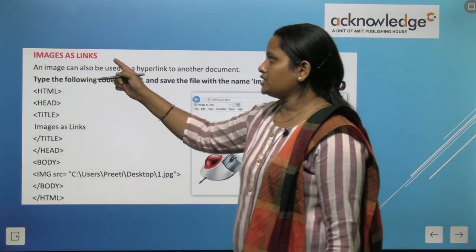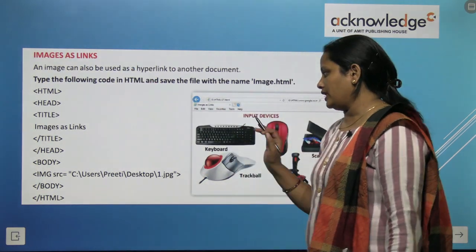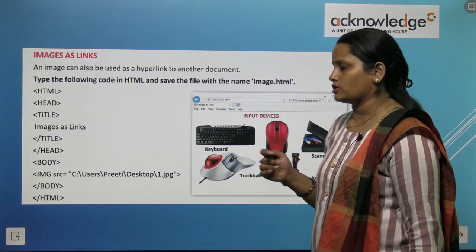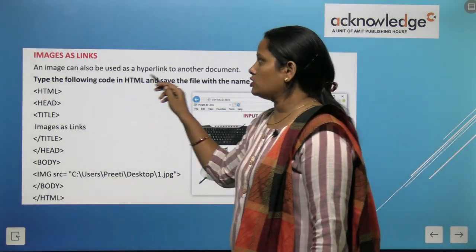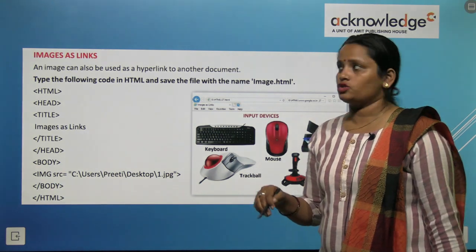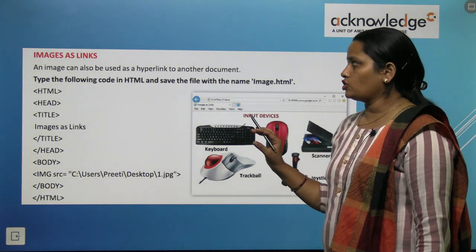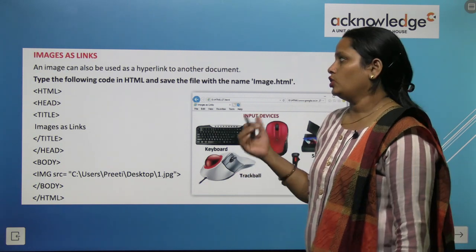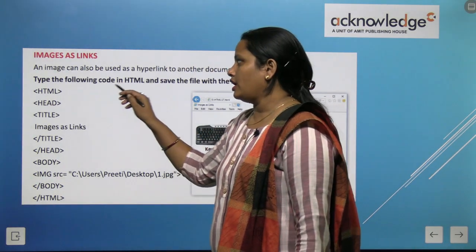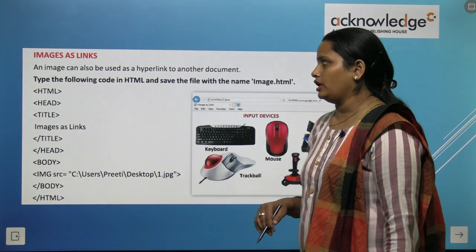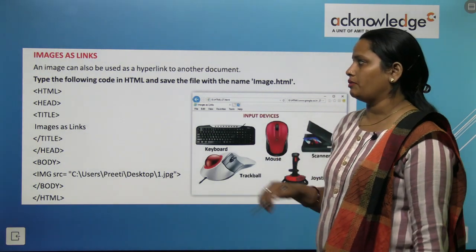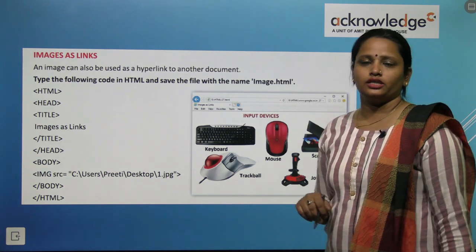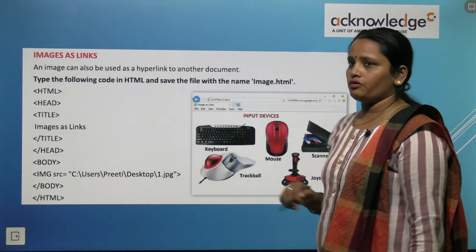Now, images as links. Now when we click on some images, another page will open, a link will be created, and another page will open. An image can also be used as a hyperlink to another document. So we can also use an image as a hyperlink to open a new document. So type the following codes in HTML, and save the file with the name image.html. So we have saved a file with this name.